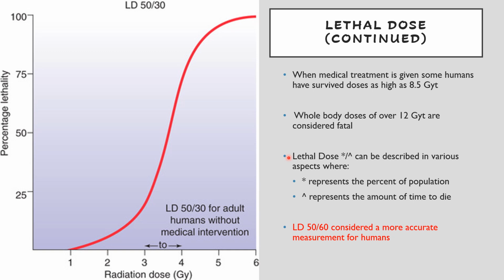Lethal dose can be described in various aspects, where the first number represents the percent of population, and the second number represents the amount of time to die. In this case, LD 50-60 is considered a more accurate measurement for humans. The LD 50-30 for adult humans without medical intervention is also important to remember.